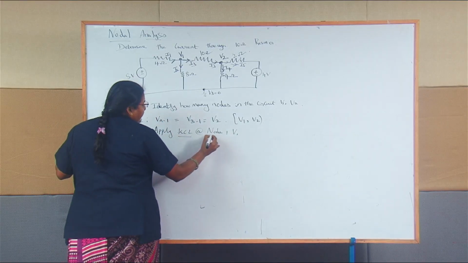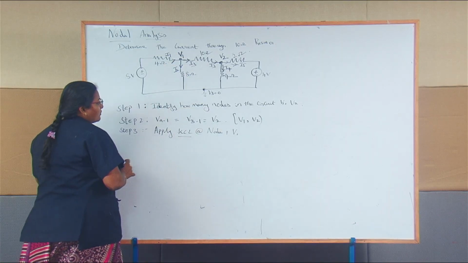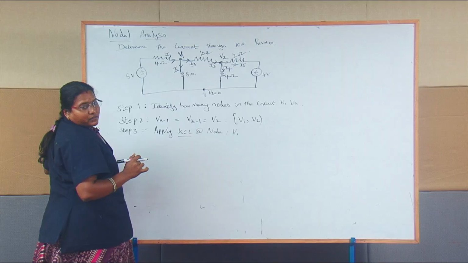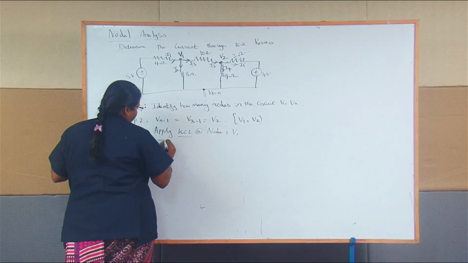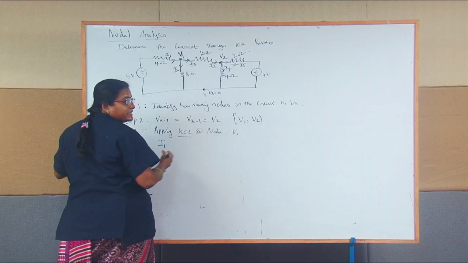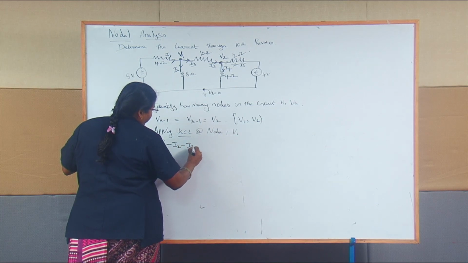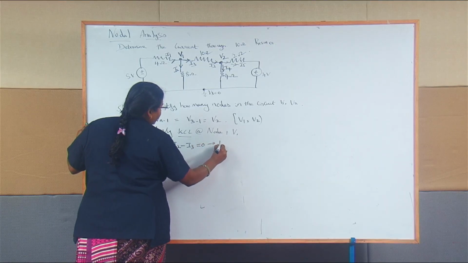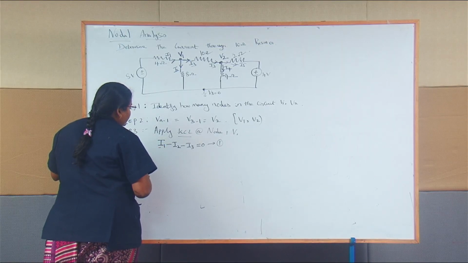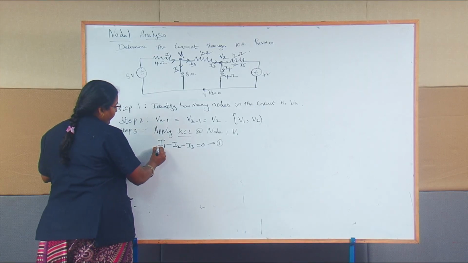So apply KCL at node 1. I am going to consider this V1 only. Applying Kirchhoff's current law, what is my entering current and leaving current? The algebraic sum of the entering current is I1. This I1 enters this node. I2 and I3 are leaving the node. So I1 minus I2 minus I3 equal to 0. This is equation 1.